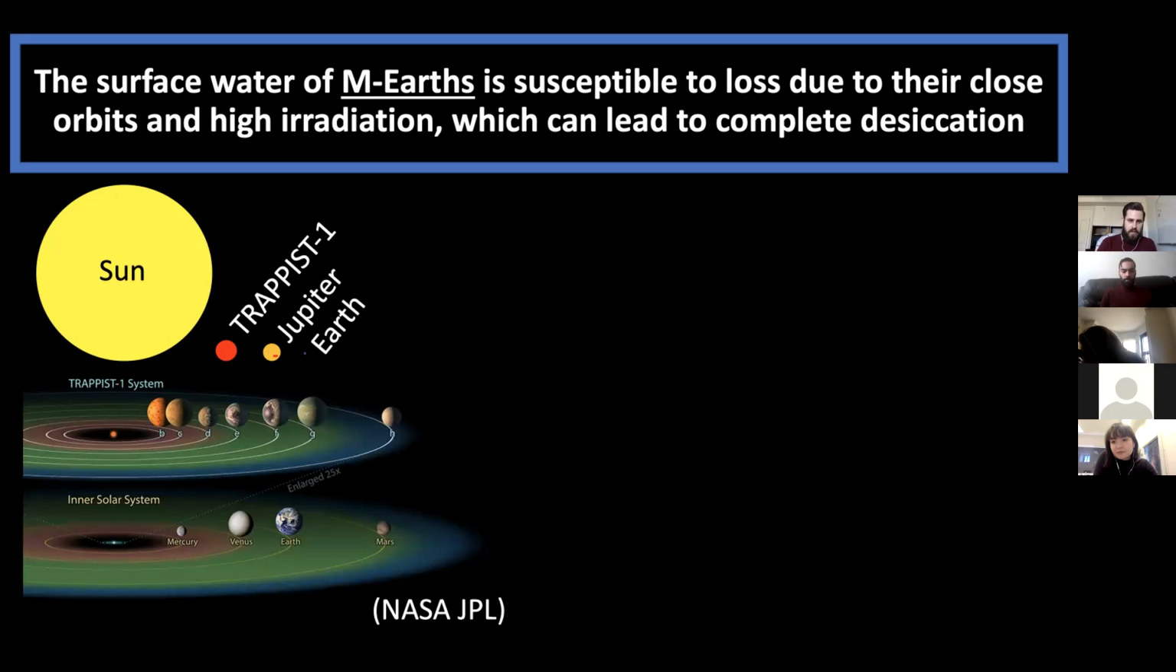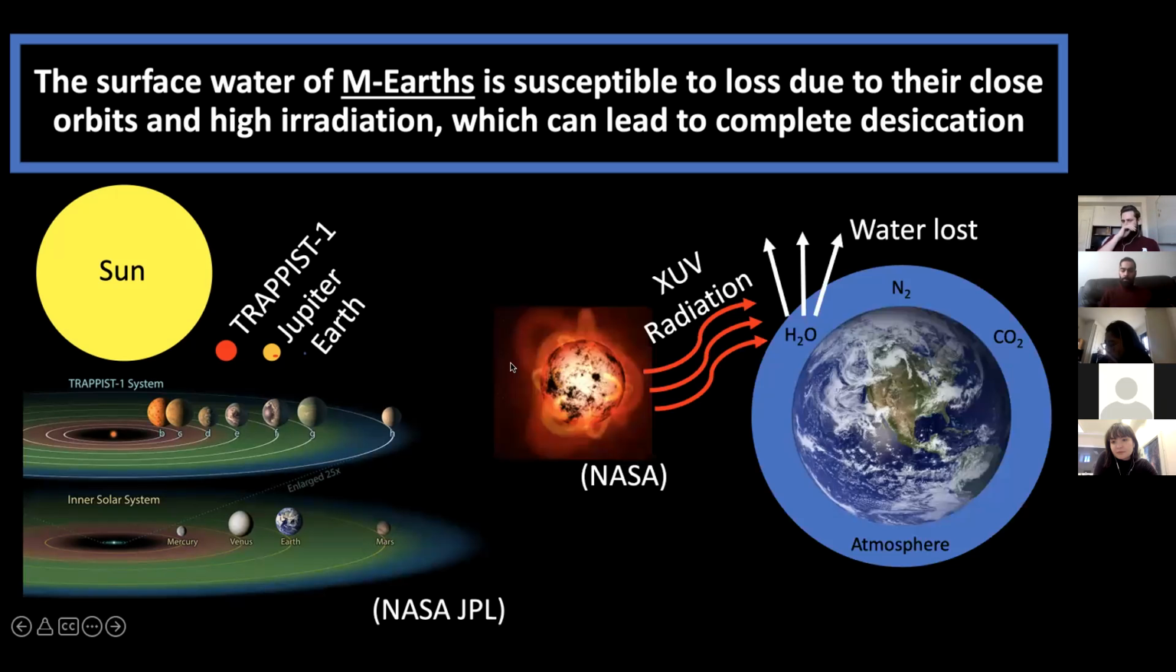So in this image, you can see, I'm not sure if you can see my mouse, the orbits of all 7 TRAPPIST planets are far within the orbit of Mercury within our own solar system. So these planets are orbiting very, very close to their host stars compared to the solar system planets orbiting the sun. And because they're orbiting so close and M-dwarfs are extremely active stars, these planets are being bombarded by radiation across all wavelengths. But in particular, we're concerned with X-ray and ultraviolet radiation, which is collectively known as XUV radiation.